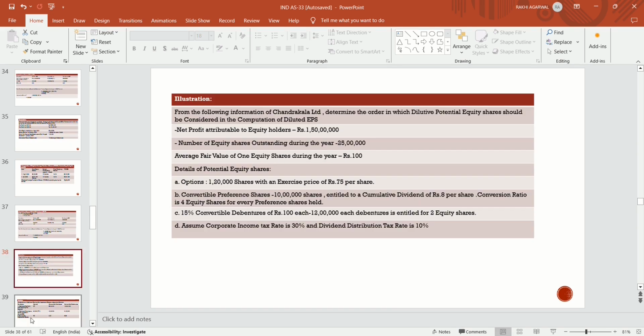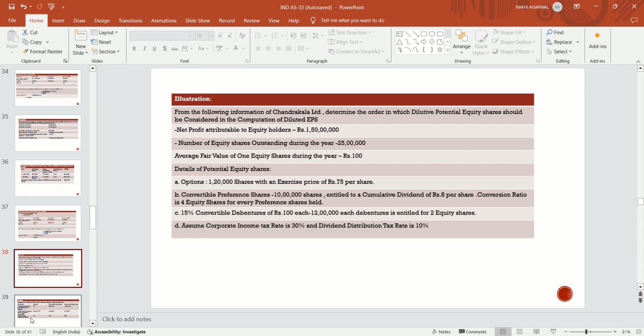From the following information of Chandrakala Limited, determine the order in which the diluted potential equity shares should be considered in the computation of diluted EPS. Potential equity shares are those that have a potential to convert into equity, that is debentures, convertible preference shares, and options. That kind of potential equity shares is considered in calculating the diluted EPS.